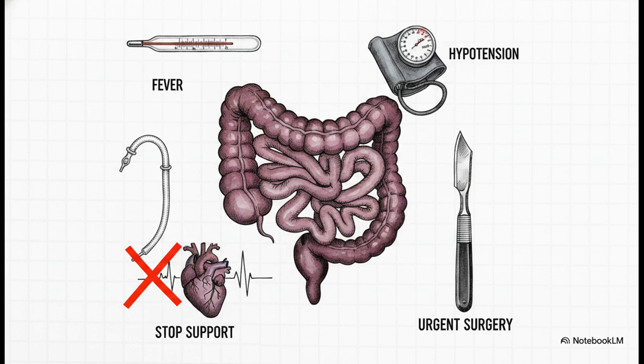Fever, hypotension, and tachycardia scream systemic toxicity. They're telling you the bowel is ischemic, necrotic, or already perforated. The obstruction is strangulated, which means you immediately abandon supportive care. Stop the NG tube decompression, stop the bowel rest, and get them straight to the OR for urgent surgical exploration.